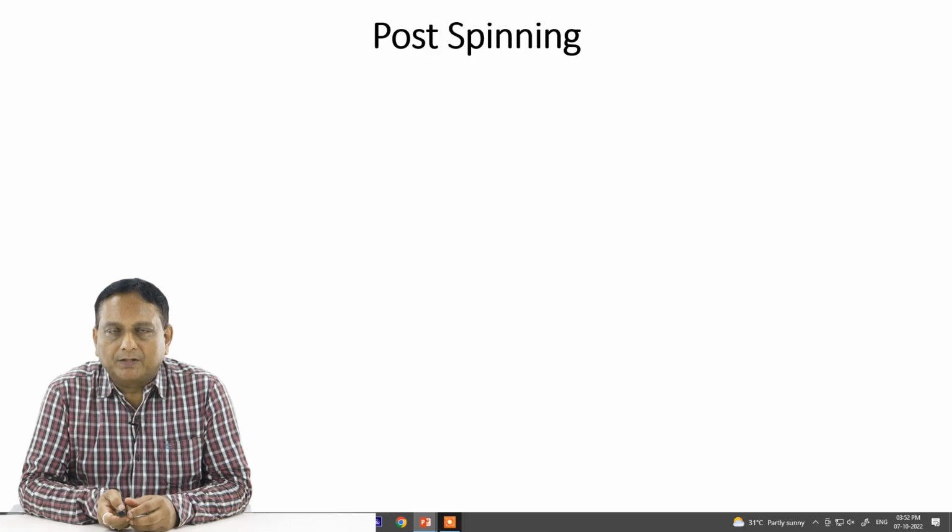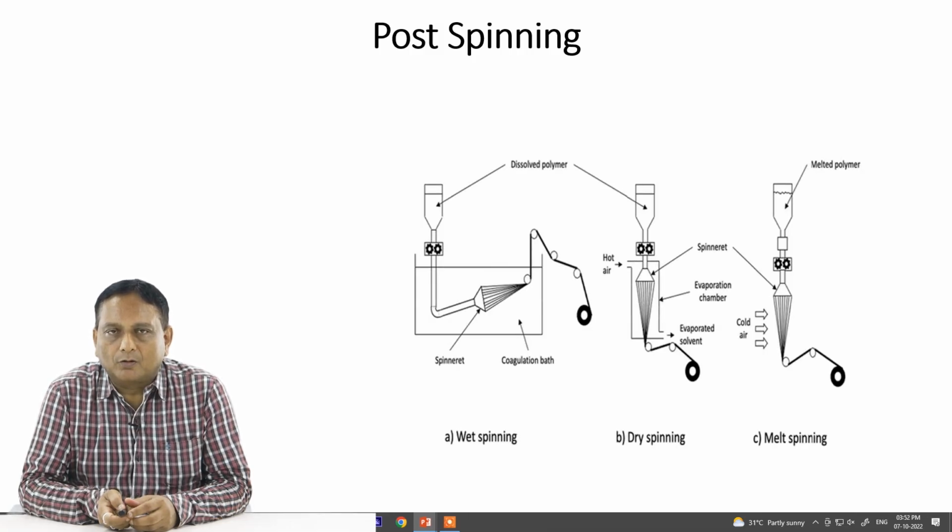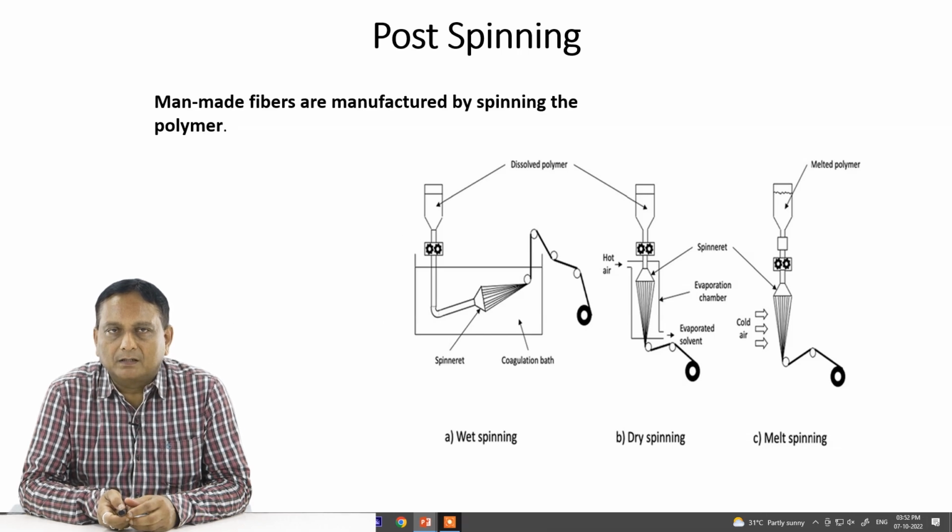So post spinning operations, what do you mean? As we can see a comparative area, that is wet spinning, dry spinning and melt spinning operations. So those are the things covered in this system. And as you can see from the schematic views, the operations are different in different spinning systems. Let us see how it differs.